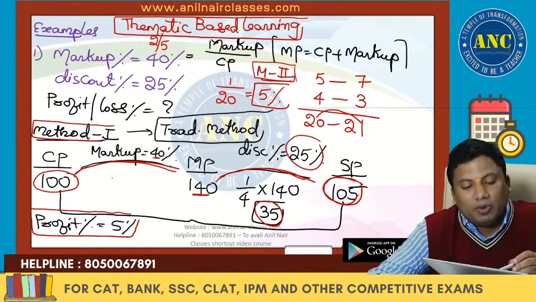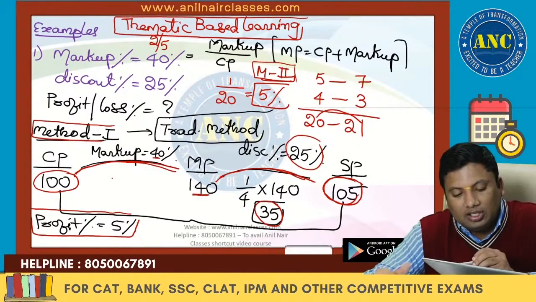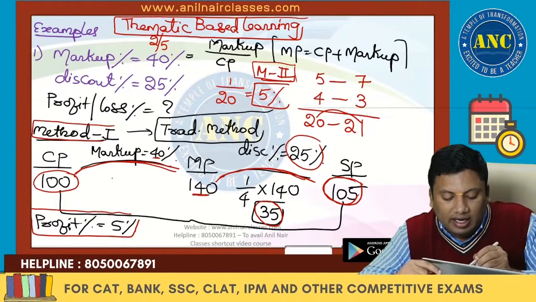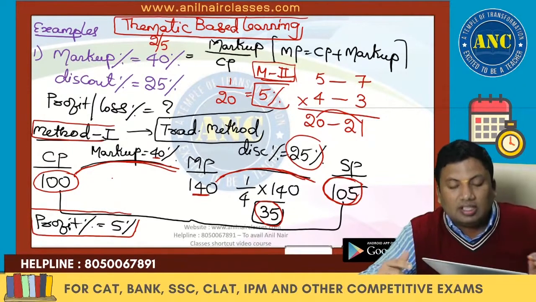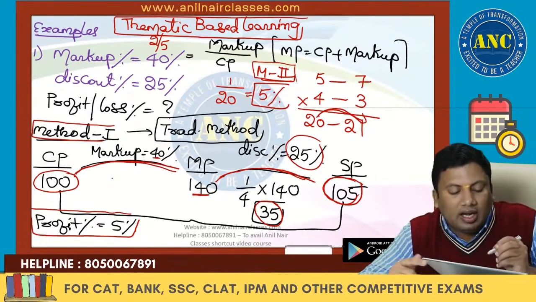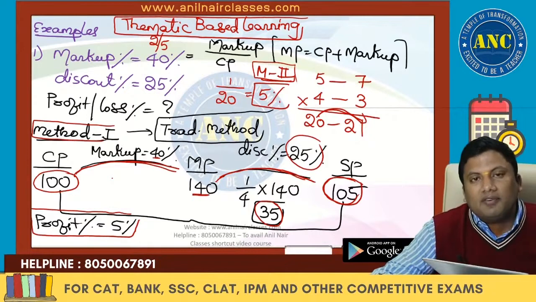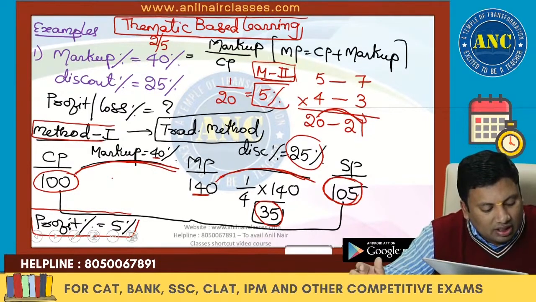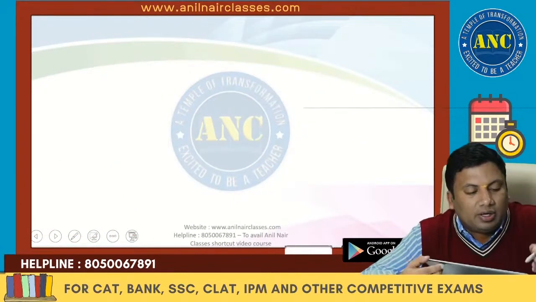40% is 2 by 5. Initially 5, there is a 2 increase, so 7. Initially 4, there is a 1 decrease, so 3. 5 fours are 20, 7 threes are 21. 20 became 21. Increase is 1 out of 20, which is 5%. Second question.